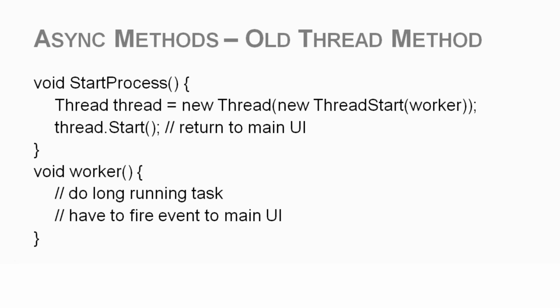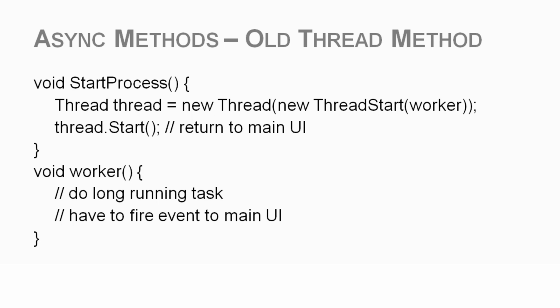I have a method called start process, and it's going to start some really long-winded thing. So I create my thread object, and I create a new thread and give it a new thread start with a worker method. And then I call on that thread the start method, and that will run the worker method in a different thread. After I call thread start, this method will immediately return back to the main UI. So my main UI is responsive, and my worker method is working on a secondary thread. That's great. That's exactly what I want.